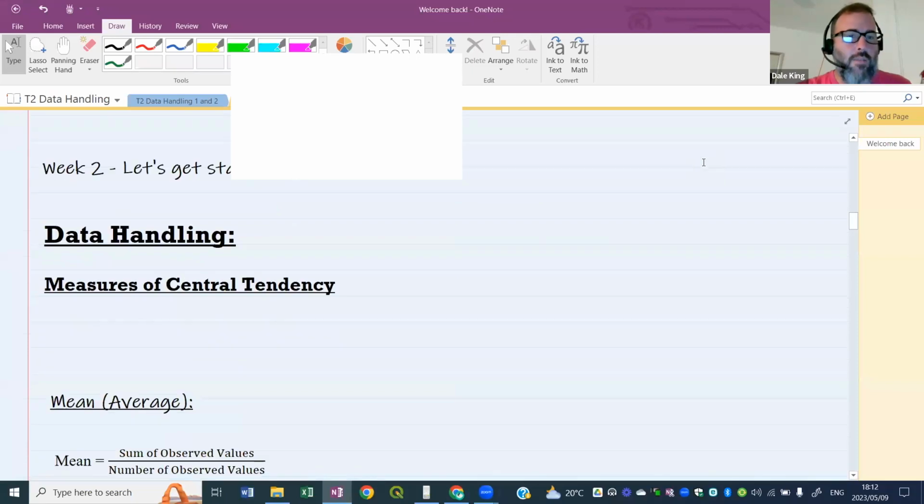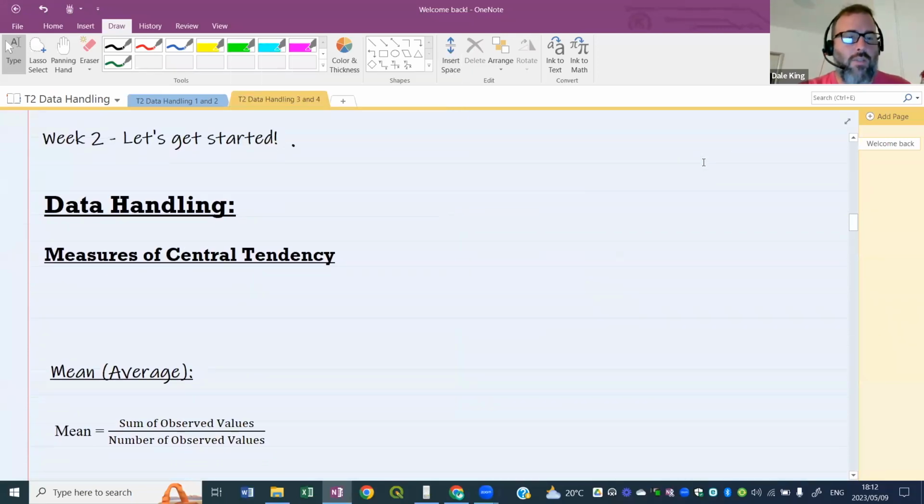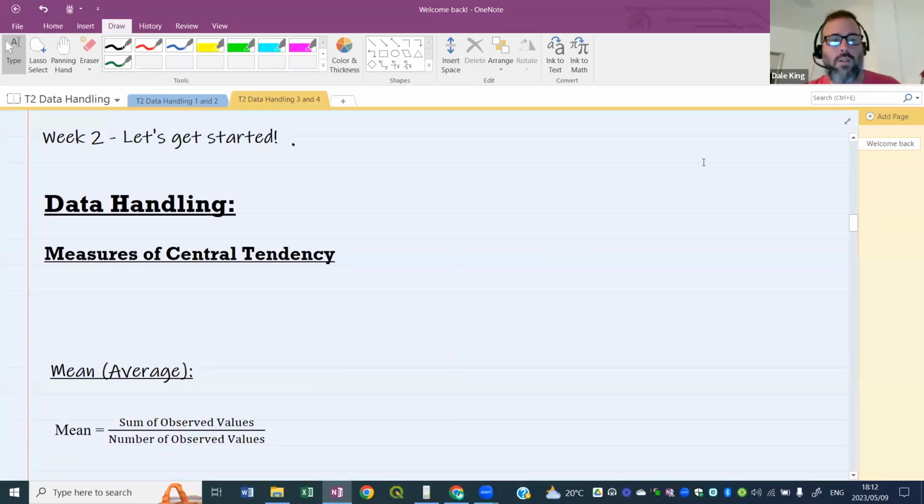Week 2, data handling, measures of central tendency. All right, the first measure of central tendency, we all know it's the mean or the average. Now we've got two words here. The first one is the official word that we use for it, and the second one is another word that you can think of when you think of this word. So the mean is the average.